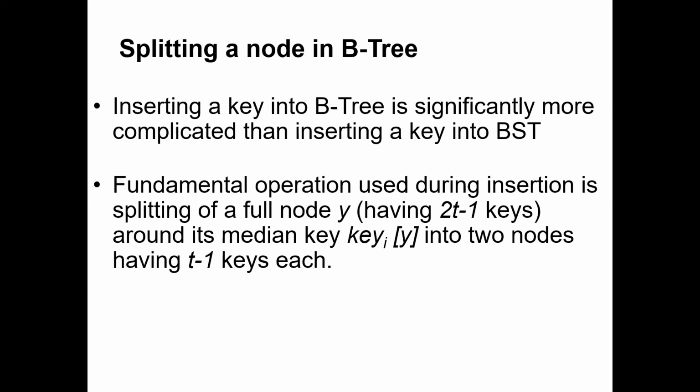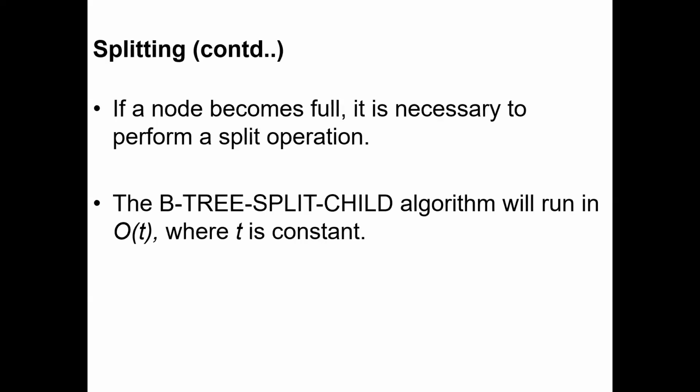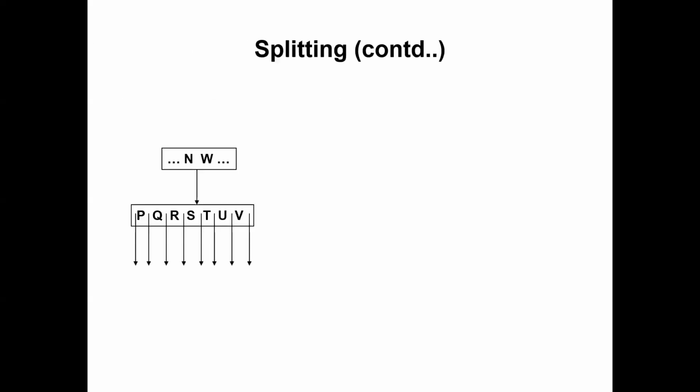Now splitting a node in a B tree can be done in two ways. Inserting a key in a B tree is significantly more complicated than inserting a key into a binary search tree. The fundamental operation used during insertion is splitting of a full node y, having 2t minus 1 keys, around its median key ki, into two nodes having t minus 1 keys each. Before explaining these two points, let's discuss an example, then we can discuss this one.